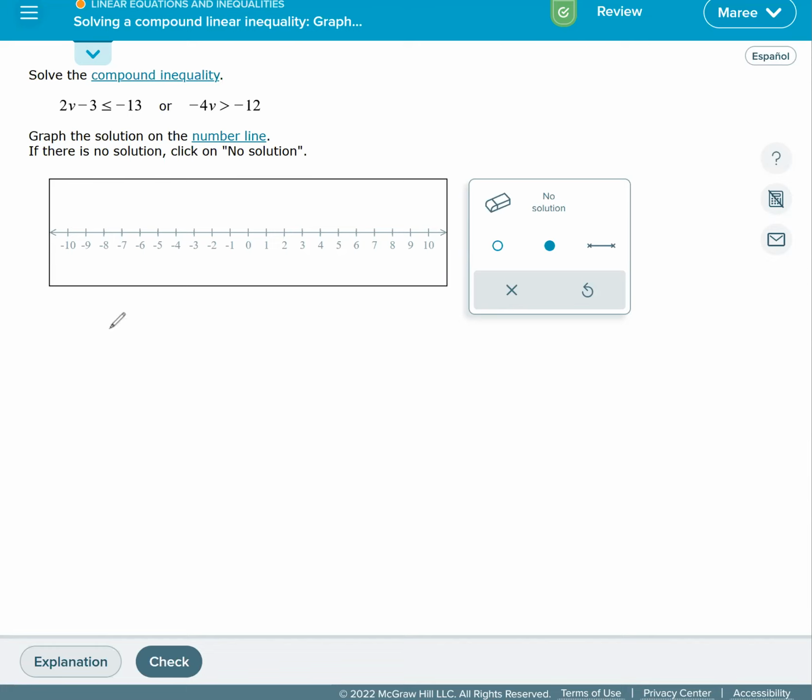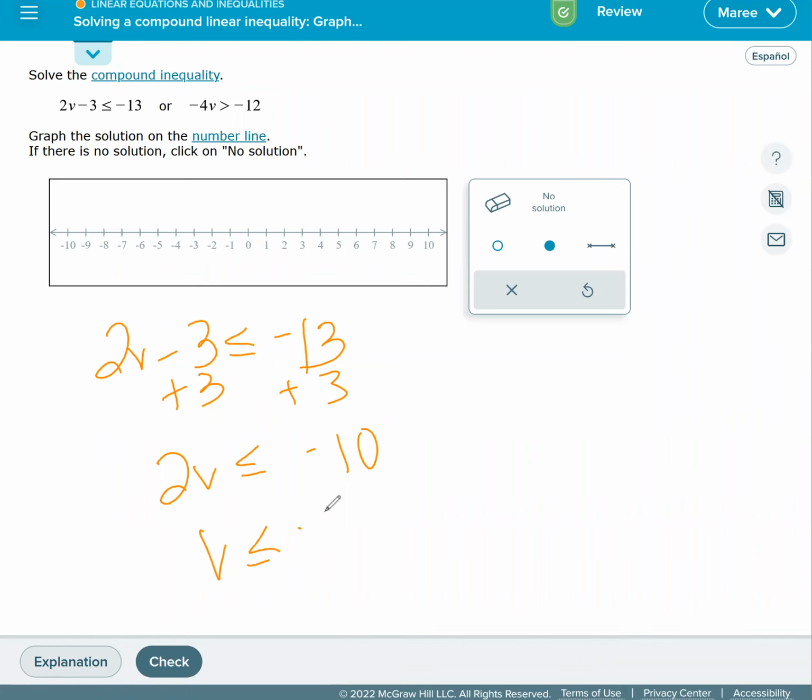So you solve the inequality like you normally would solve an inequality for the variable. In this case, it's v. So I'm going to add 3 to both sides here, and I get 2v is less than or equal to, whoa, I didn't mean to add 13. I just meant to add 3. So there we go. We get a negative 10. And then we divide by 2, so v is less than or equal to negative 5.